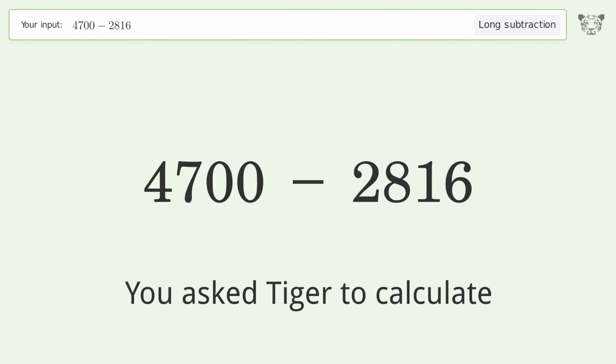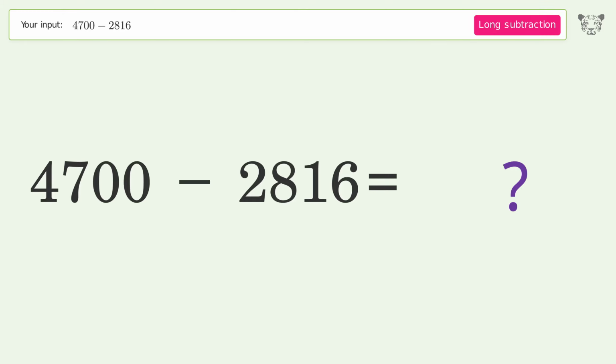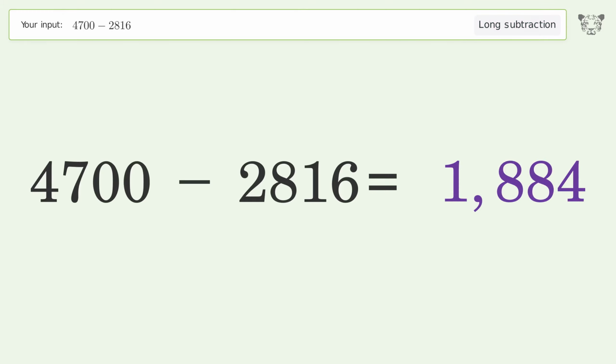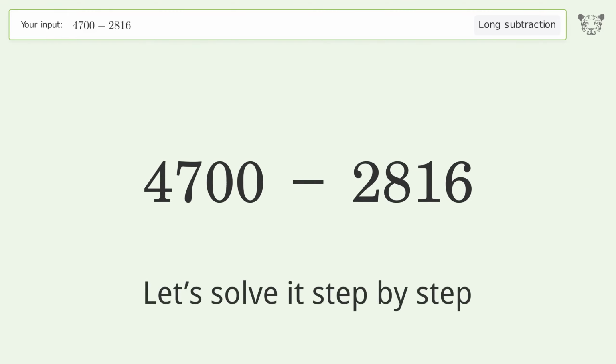You ask Tiger to calculate. This deals with long subtraction. The final result is 1,884. Let's solve it step by step.